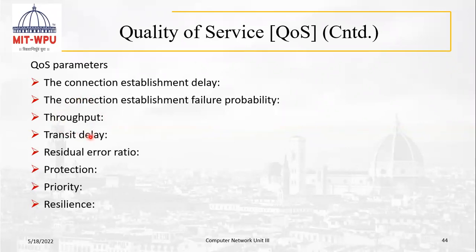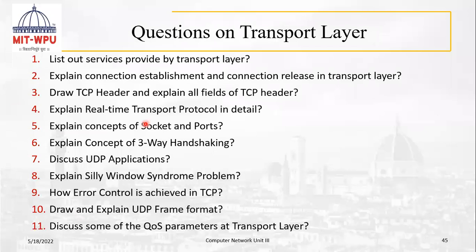Transit delay: what is the delay in the transmission? How much residual error is there? What kind of protection do you have? Does your protocol support priority and all these things? So quality of service depends on these parameters. And these are some of the questions that you can answer for yourself. You can study these questions and find out these answers.